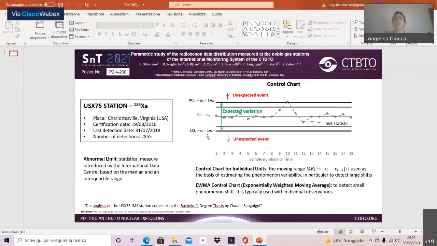In this case, we have used 2 control charts. The control chart for individual units, sensitive to large variation from the mean. It uses the moving range as the basis for estimating the phenomenon variability, and the EWMA control chart to detect small displacement. It is typically used with individual observations. A good way to improve the sensitivity of the control procedure is to combine the 2 control charts in addition to the method used by the IDC. The analysis of the USX75 station came from the bachelor degree thesis by Claudia Sanguini. Thank you.